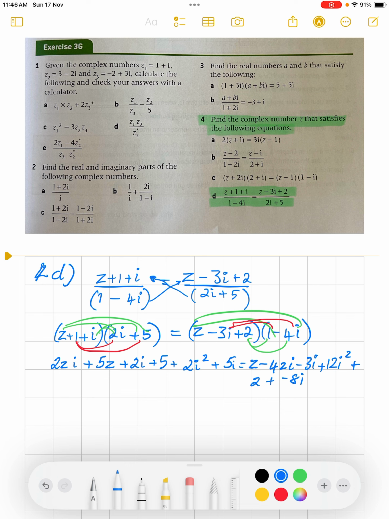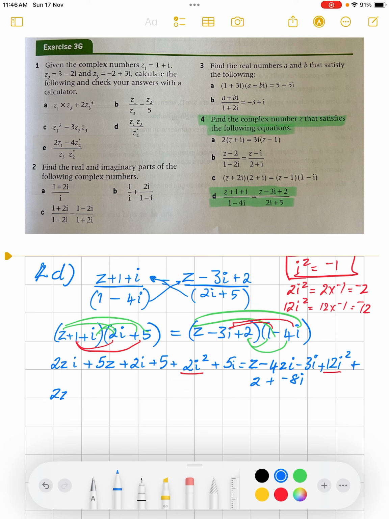Okay, so what we've got here is a term which says 2i squared and a term which is 12i squared. Well, i squared is negative 1. So if we take 2i squared, that's 2 times negative 1, so I'm going to change that to a negative 2. And the 12i squared is actually 12 times negative 1, which is negative 12. So let's change those now.